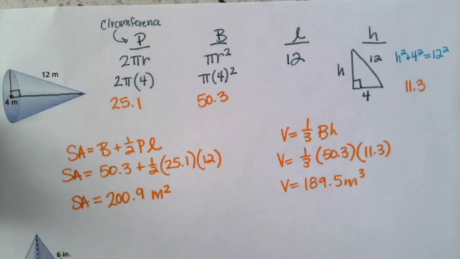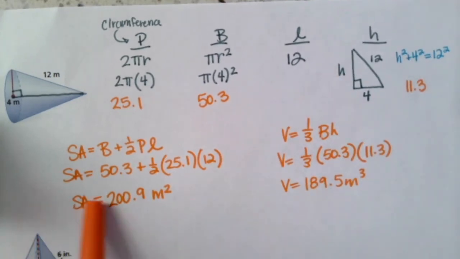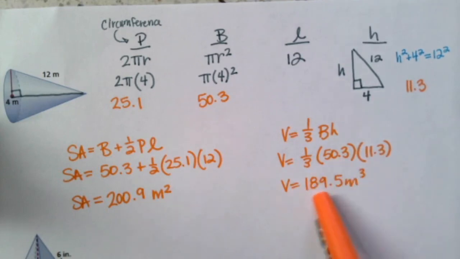And there we go. So I have my answers for each of our variables up here. For H, just be really careful that you changed 4 squared to 16, 12 squared to 144, and then subtracted 16 from both sides. Then take the square root. So when you plug it in, you should get an answer of 200.9 for surface area and 189.5 for volume.